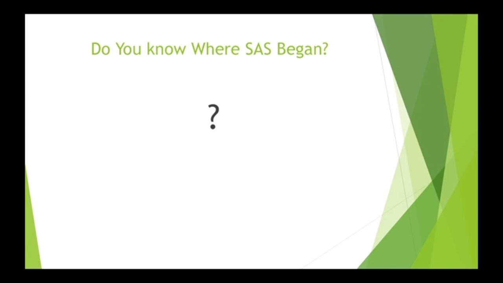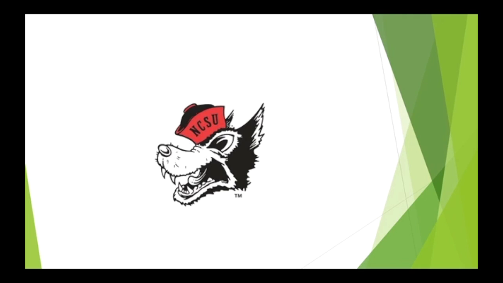Do you know where SAS began? That's right. SAS was developed at North Carolina State University from 1966 until 1976, when SAS Institute was incorporated. SAS was further developed in the 1980s and 1990s with the addition of new statistical procedures, additional components, and the introduction of JMP. A social media analytics product was added in 2010.